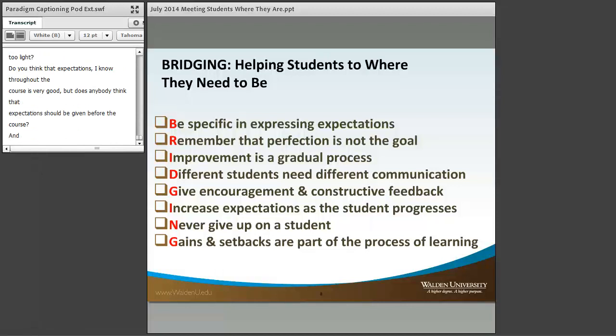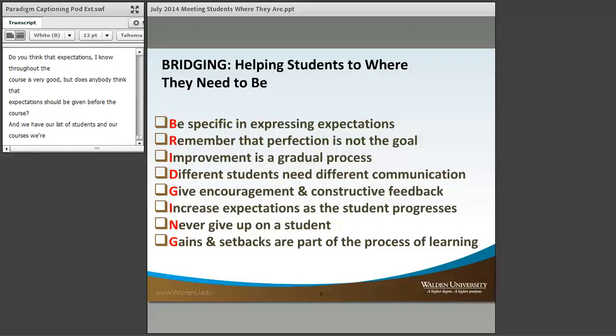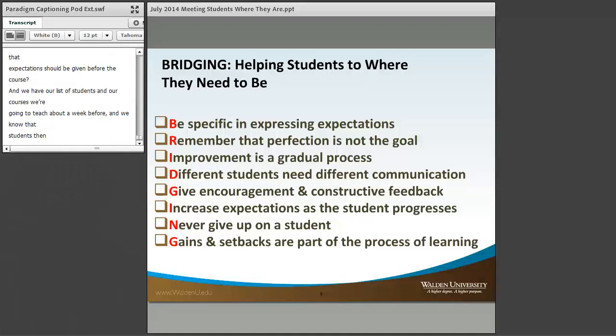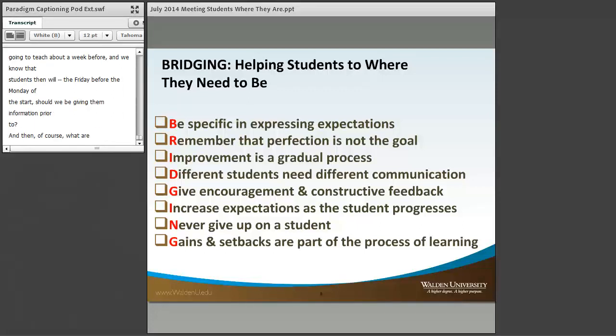We have our list of students and our courses we're going to teach about a week before, and we know that students will log in the Friday before the Monday of the start. Should we be giving them information prior to that? And then, of course, during. What are your thoughts on that, group?